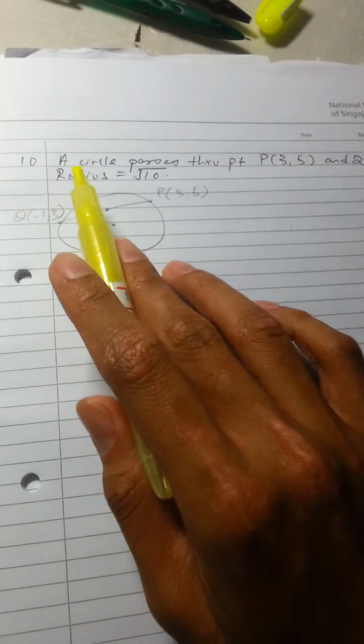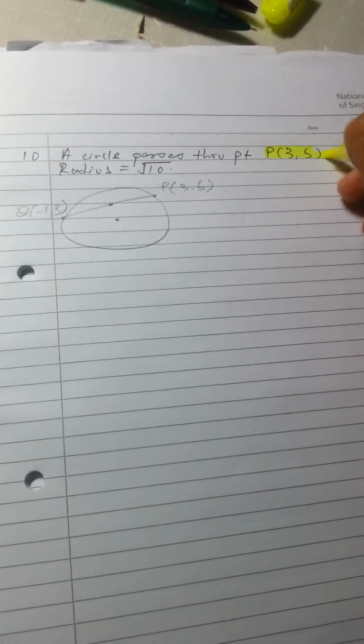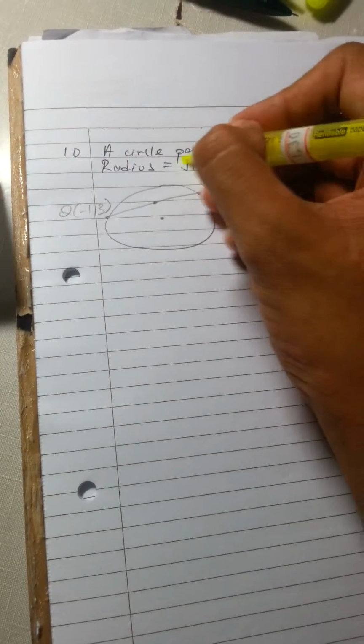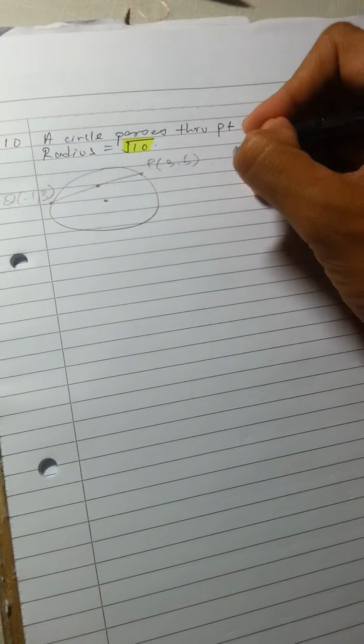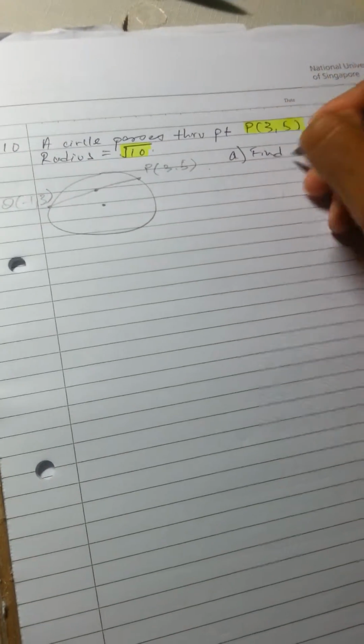Now, this question is question 10. The question says that a circle passes through point P, which is coordinates 3, 5, and passes point Q, which is coordinate -1, 3. And then they said that the radius is, of course, 10. Okay, so you imagine this is the circle that we are talking about. Now, the first thing that we have to do is to find the equation.